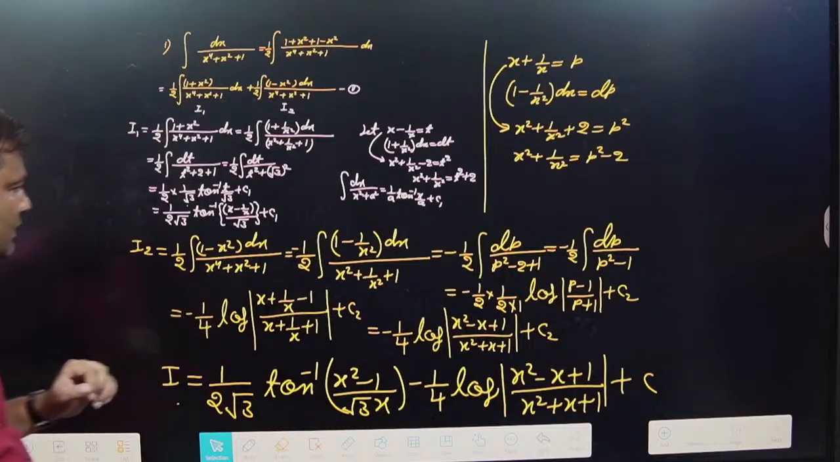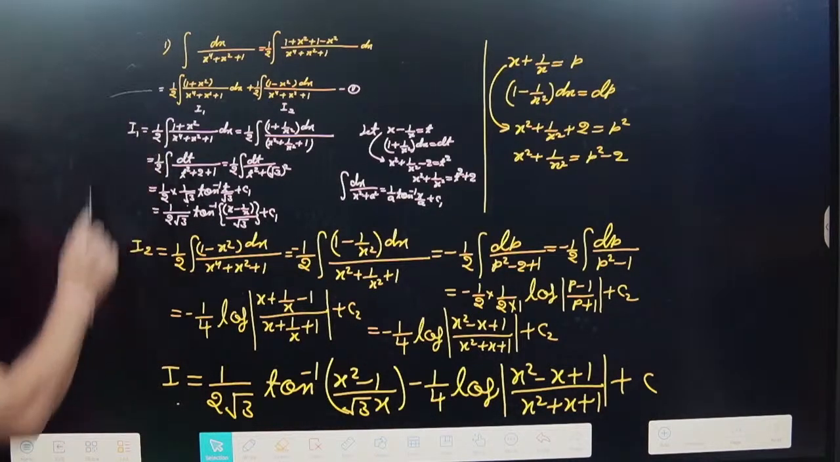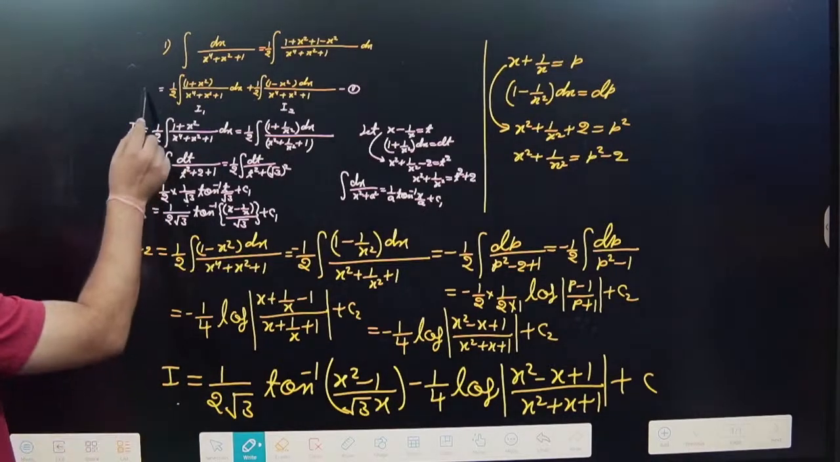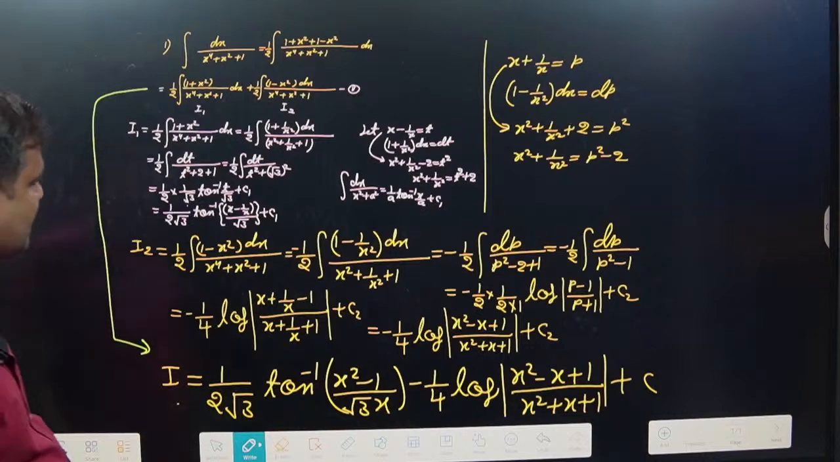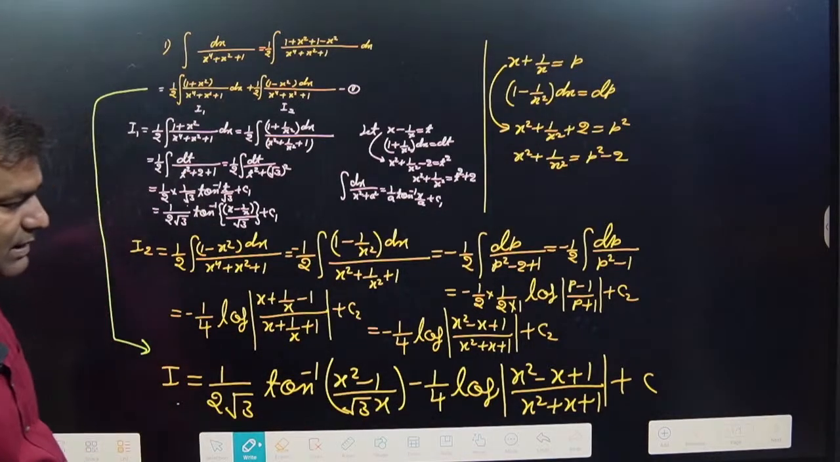Okay, now these two values I2 and I1, these two values put here in equation number 1, I1 I2 put here, then we got final answer like that one. Okay, make it.